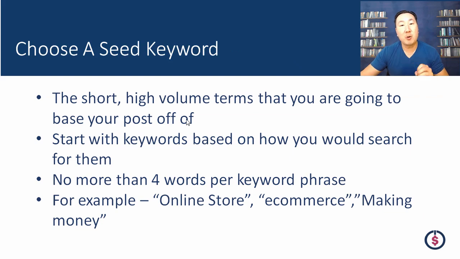Now, keyword research always starts by choosing a seed keyword. These are short, high volume terms that you're going to base your post off of. You want to start out with keywords based on how you would search for them. For example, if I was writing an article on online store or e-commerce, my seed keyword would be online store, e-commerce, or making money. When it comes to your seed keyword, you want to keep them short, no more than 4 words, that broadly describe the topic that you want to pursue.